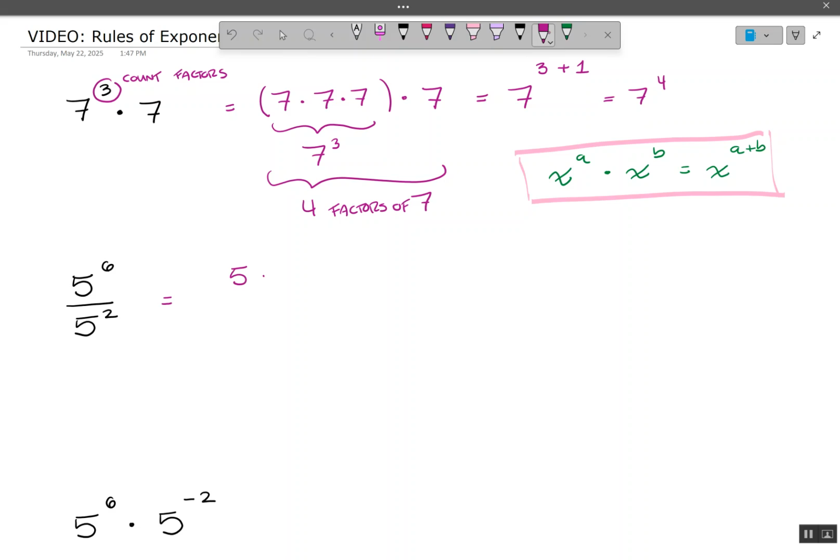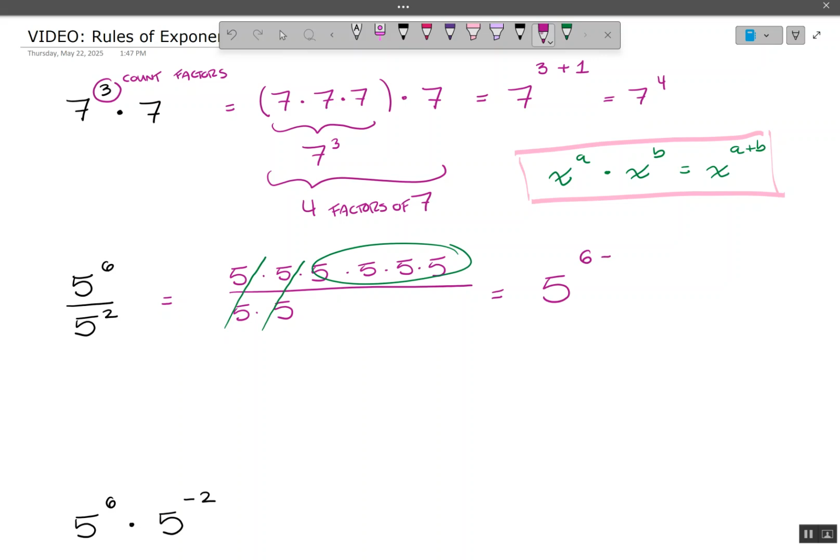Okay, so I've got 6 factors of 5 in the numerator. On the bottom, I have 2 more. So those cancel and those cancel. I'm left with 4. What does it mean to be left with 4? Well, I started with 6 and I took away 2, right? So this rule is we're going to subtract because we took those factors away.